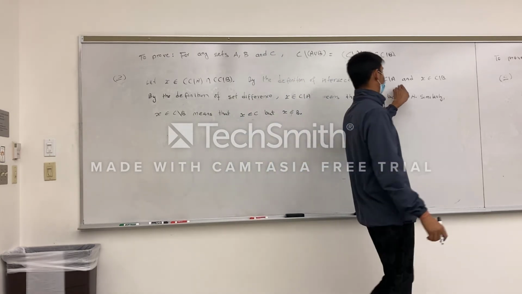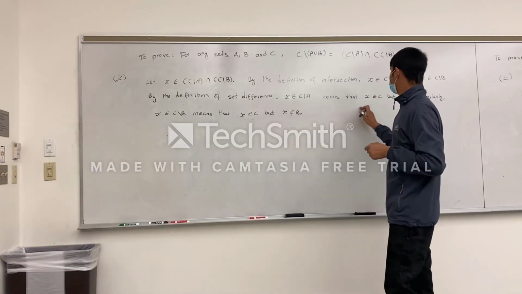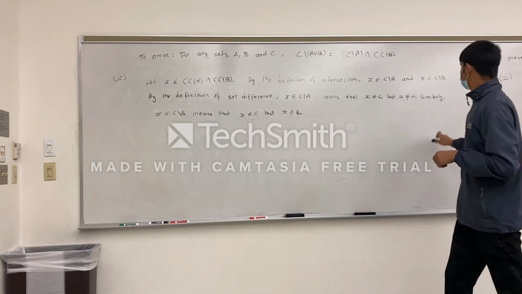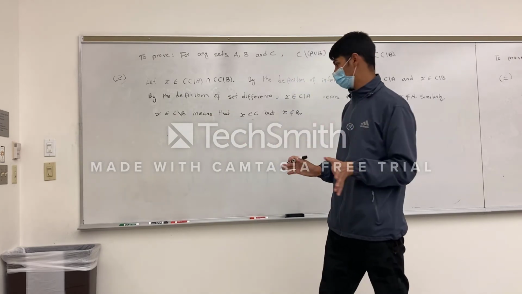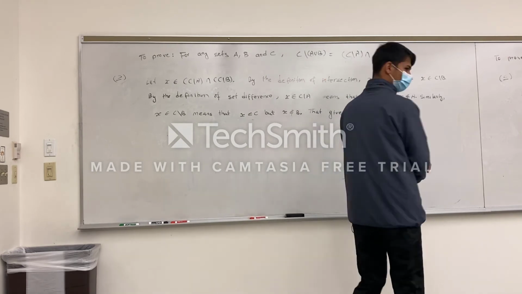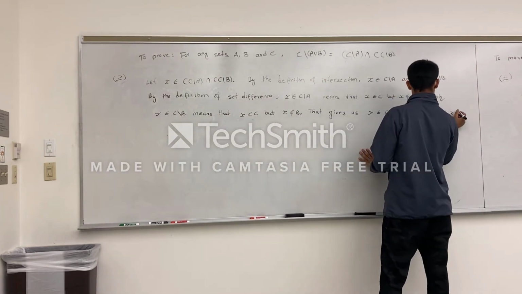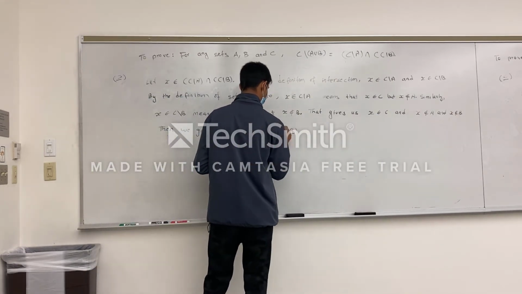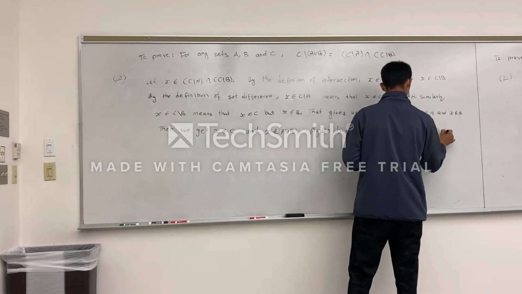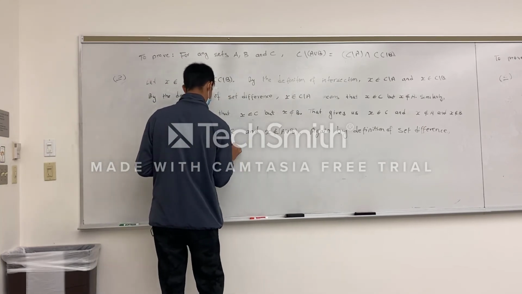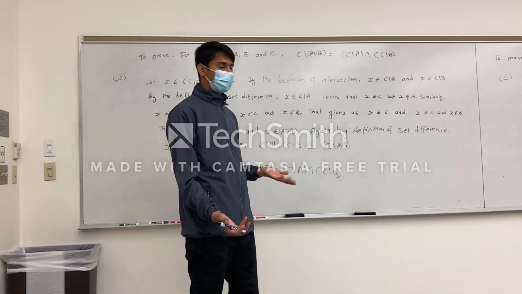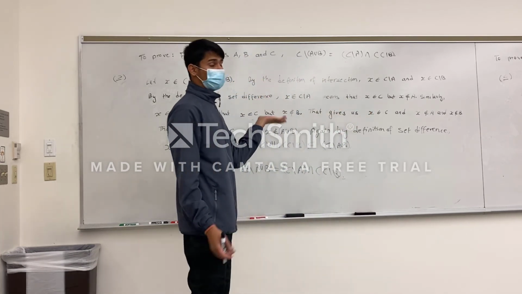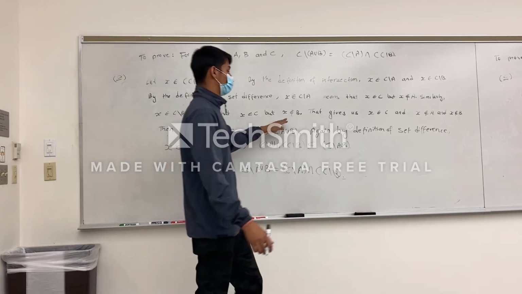Since x belongs to the set difference of C and A, and x belongs to the set difference of C and B, it follows from the definition that x belongs to C and A means that x belongs to C, but x does not belong to A. Similarly, x belongs to the set difference of C and B, which means that x belongs to C but x does not belong to B.